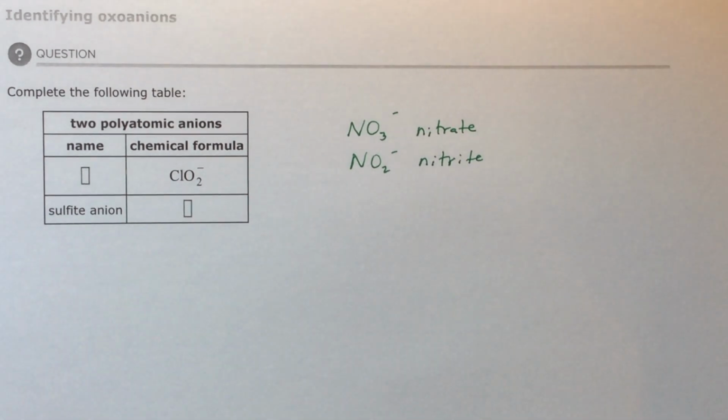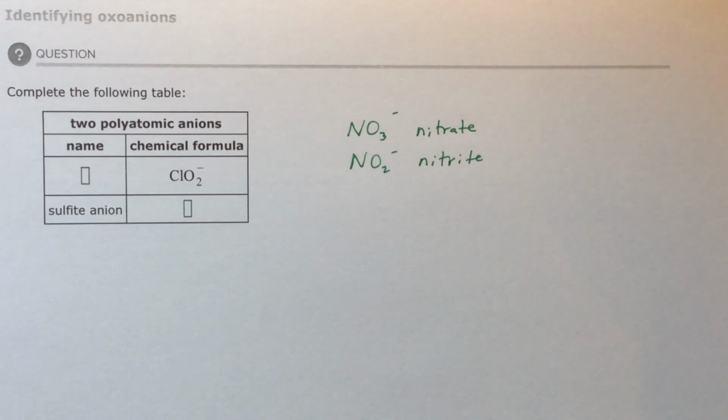And for many, you're only going to have one form of oxygen. So if there's only a single form made, you call it "ate." You will have several, like nitrogen, that form more than one. And so if there's a lesser number of oxygens, you would call it "ite." So you just have to know, in the case of nitrate and nitrite, that it forms two different kinds of oxygen compounds. NO3 is an ion, and NO2 is also an ion, both of them the same charge.